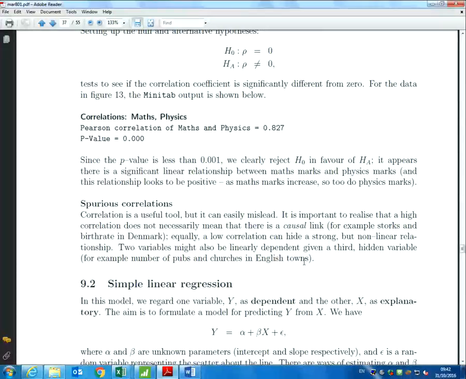Okay, if you just take a moment to read that paragraph on spurious correlation.